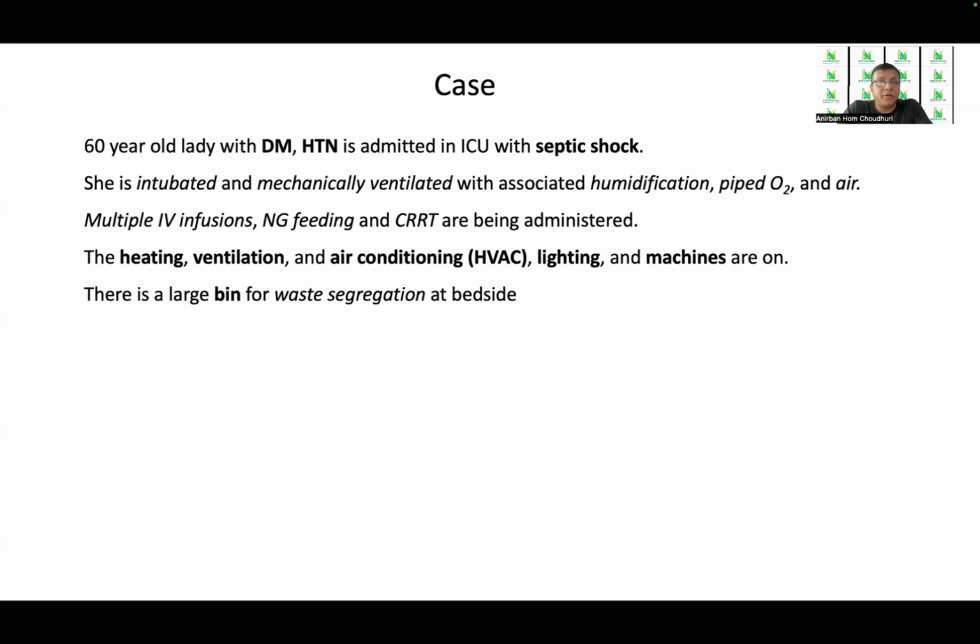A 60-year-old lady with diabetes and hypertension is admitted in the ICU with septic shock. She is intubated, mechanically ventilated, with associated humidification, piped oxygen delivery, and air. Multiple intravenous infusions, nasogastric feeding, as well as continuous renal replacement therapy are being administered for her prevailing condition.